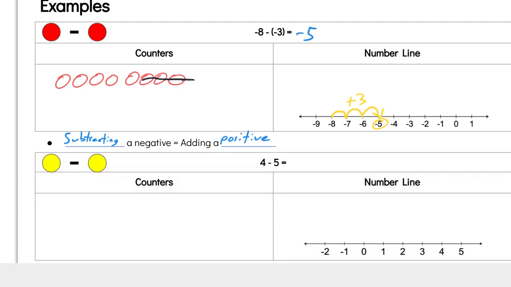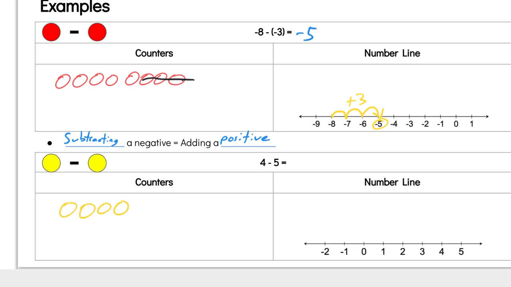Let's have a look at the next one. 4 minus 5. Okay, so now I'm starting with positive, so I have to write 4 positive counters. Okay, now I need to take away 5 positive counters, but here's where it's kind of tricky, right? I don't have 5 to take away. But if you remember from our first lesson, we can actually represent the number 4 in different ways if we just add a 0 pair. So what I'm going to do is I'm going to add a 0 pair here. Okay, it's still showing me 4.